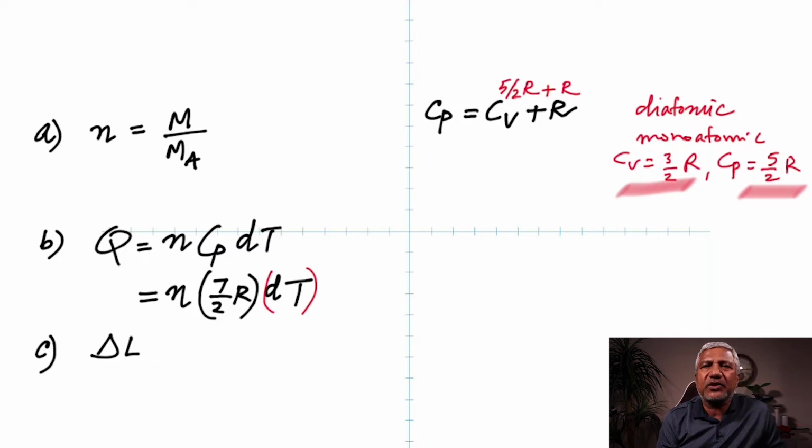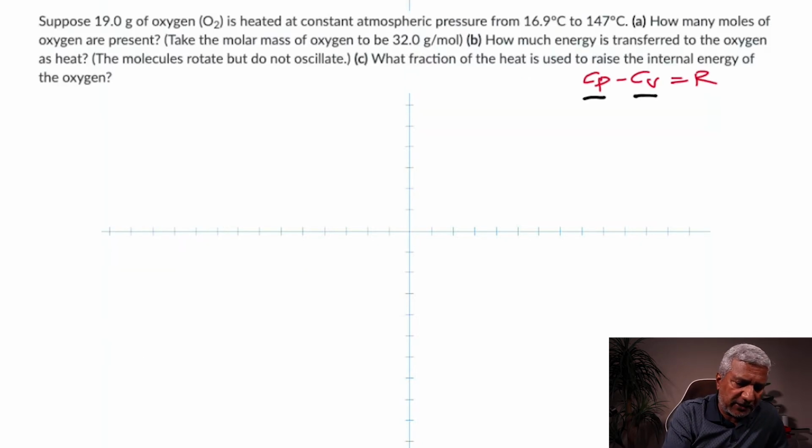And so that's why I'm not doing the calculations, because you have all those numbers given, haven't you? And maybe you're doing it by this time. And what's that last part? I need to look at this question again. What fraction of the heat is used to raise the internal energy of oxygen? So you're giving it heat.